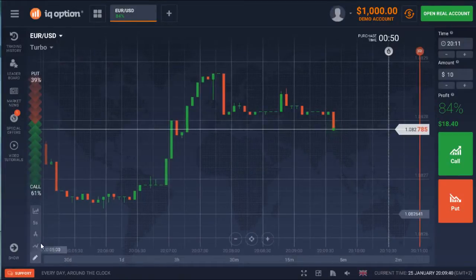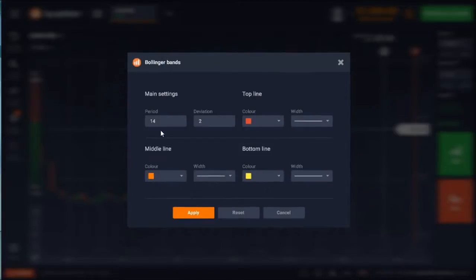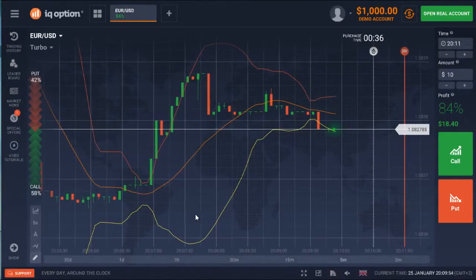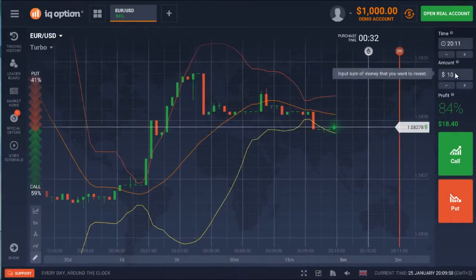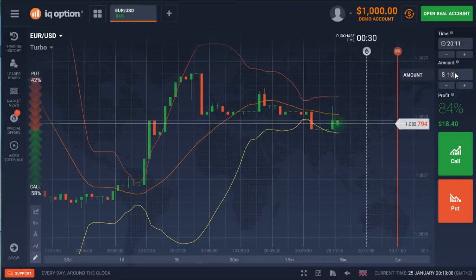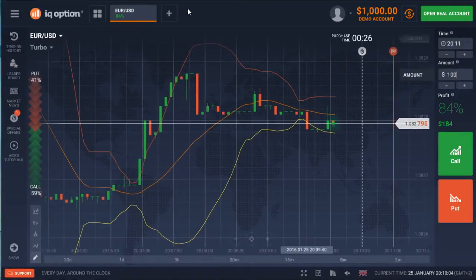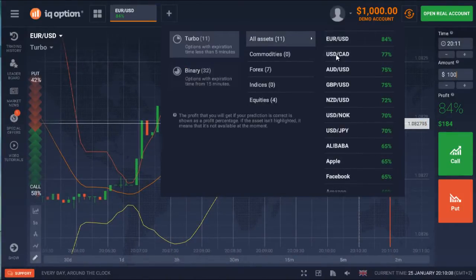Today's demo is slightly different from my previous demos. I'm configuring the Bollinger Band. I changed to a 20 period with a deviation of 2, and this is a Euro chart, 5-second chart. It doesn't look good, so I don't like it. I'm going to change the asset, going to the US dollar and Canadian dollar pair.